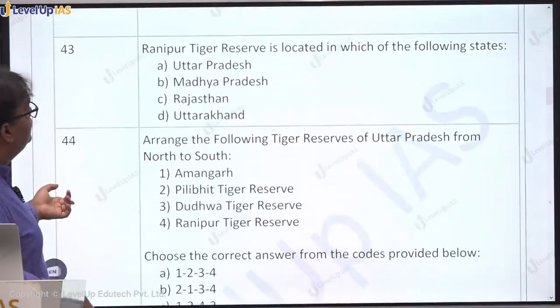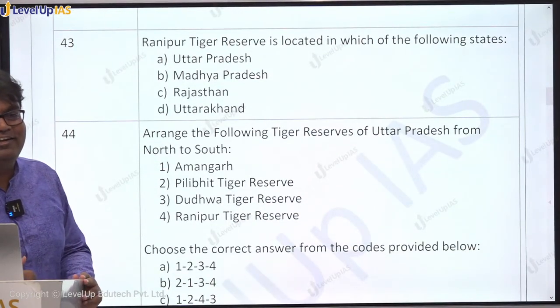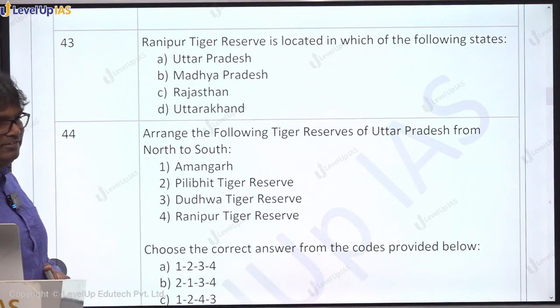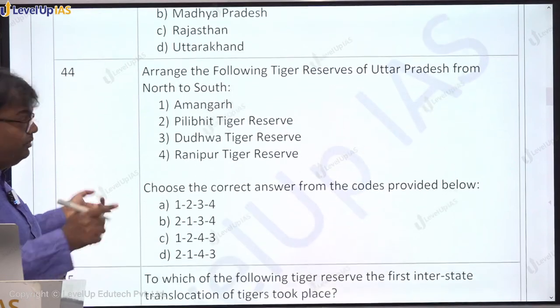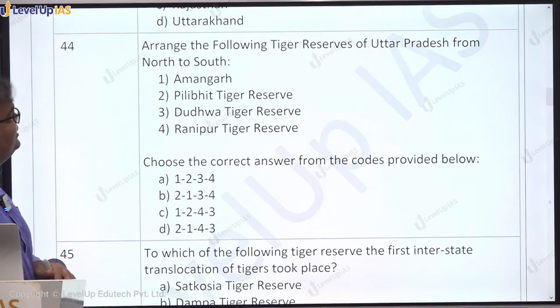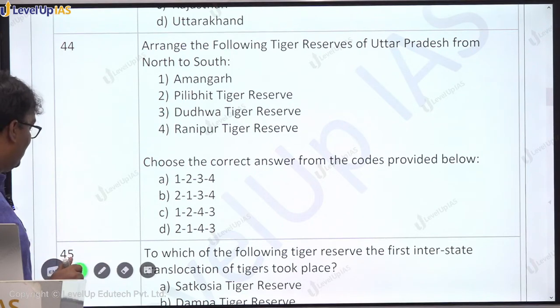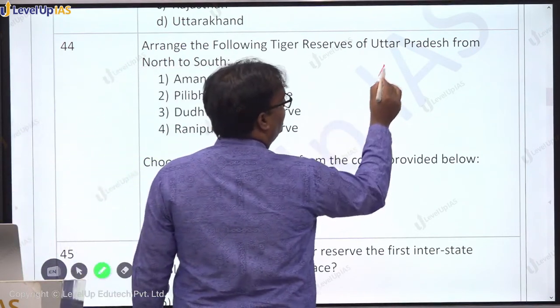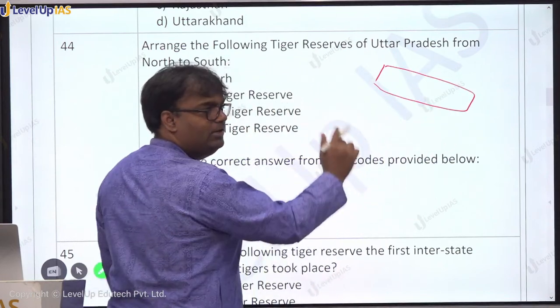Let's go to 43. Rani pur Tiger Reserve was recently created. Where? Uttar Pradesh. Okay, now arrange the tiger reserves of UP. There are four tiger reserves in UP. Arrange them from north to south. Look, this is Nepal, and below it comes UP.